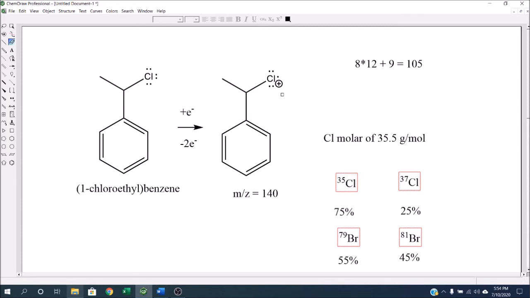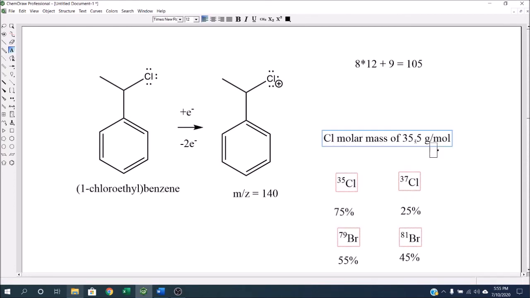So a nitrogen or an oxygen or a halogen with a lone pair, that's most likely where you're going to see the positive charge show up. This particular compound, though, has a chlorine, and chlorine is kind of weird. The molar mass of chlorine is 35.5 grams per mole, or about that. I think I've rounded it off to the 10th place.